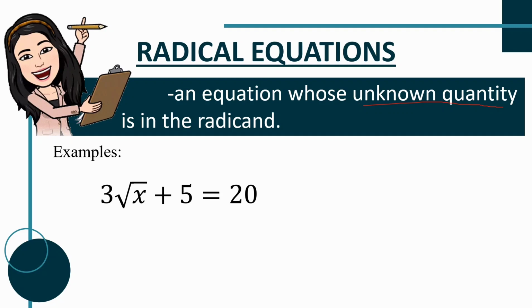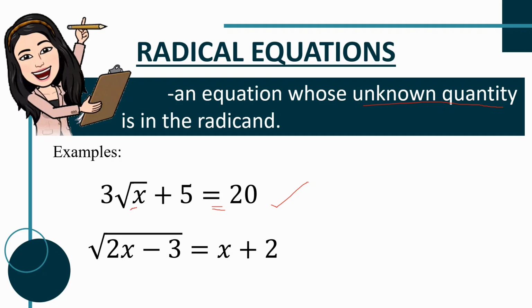We have given here 3 square root of x plus 5 is equal to 20. So, this is an equation since it has an equal sign and it involves radical expressions. So, let us see what is the radicand in our radical expression. Is it a known quantity? Yes. Or is it a variable? Yes. So, therefore, this is a radical equation.